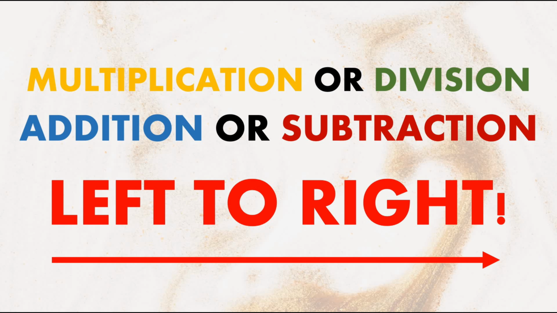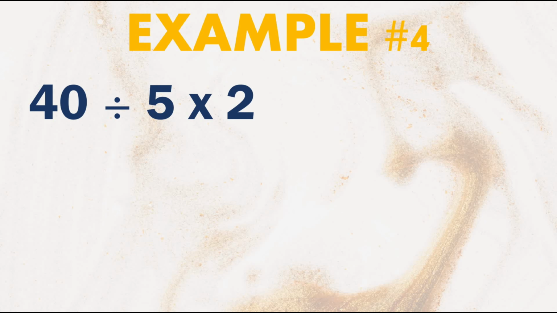Guys, take note of this. If the problem only has multiplication or division, go from left to right. Or if the problem only has addition or subtraction as the operations, go from left to right. Example number 4: 40 divided by 5 times 2. We only have two operations, division and multiplication, and they are of the same rank. That means you're going to do the operations from left to right.